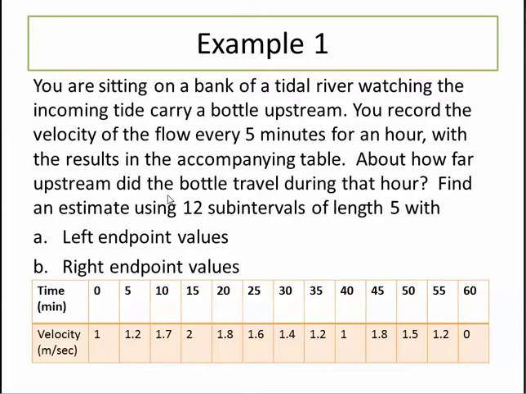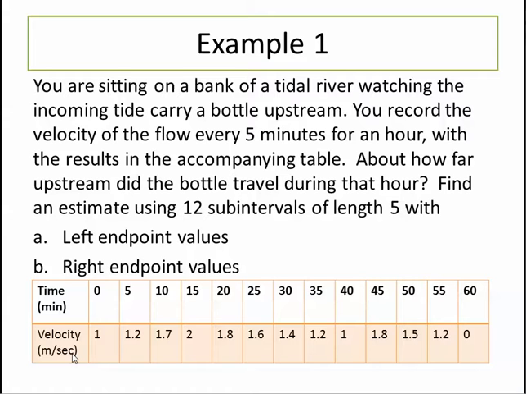Find an estimate using 12 subintervals of length 5, first using the left endpoint values, and second, using our right endpoint values. All right, so the first thing to notice is to look at our time. Our time is measured in minutes. Our velocity is measured in meters per second.